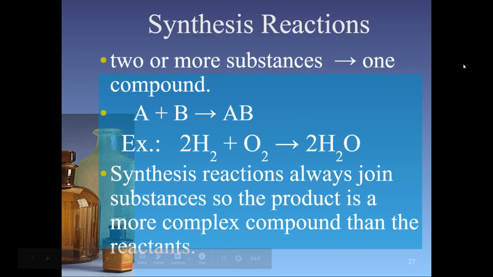So a synthesis reaction is when 2 or more substances are put together to create one compound. The generic equation for this is A plus B yields AB. Synthesis reactions always join substances, so the product is a more complex compound than the reactants. Okay? 2 or more substances are brought together to create one product. That's a synthesis reaction.